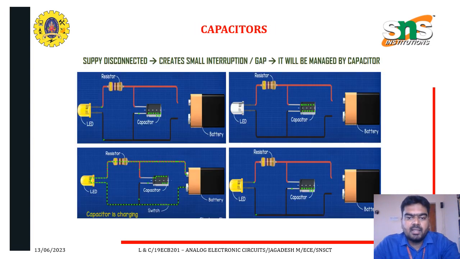And here the capacitor operation is given clearly in this slide. In the first image, you can see there is a battery, a capacitor and a resistor, and finally an LED. The battery is disconnected from the other components, so there is no current flow. There is no input given, so the LED is not glowing.